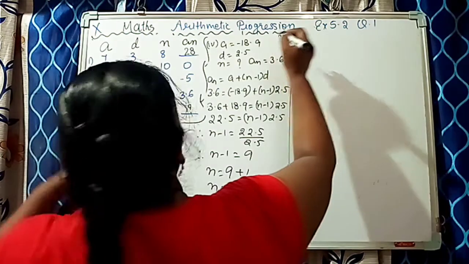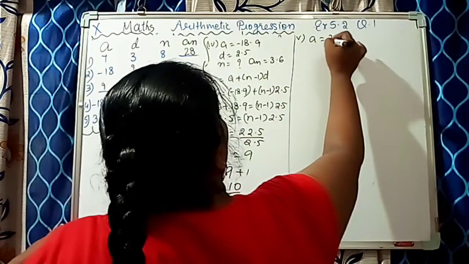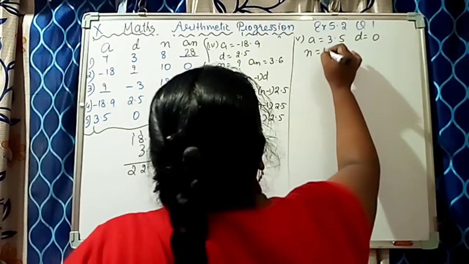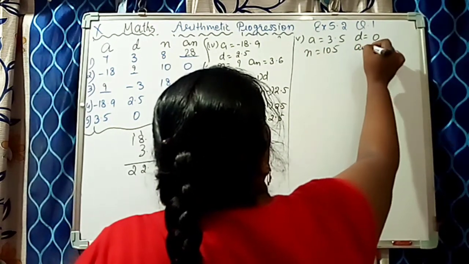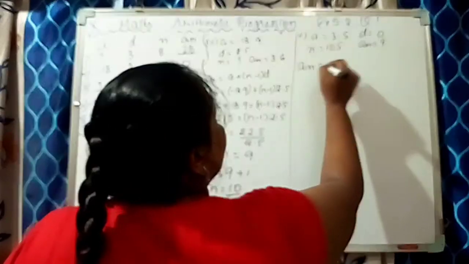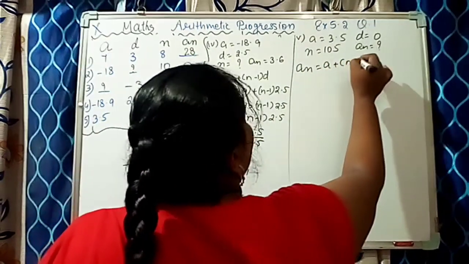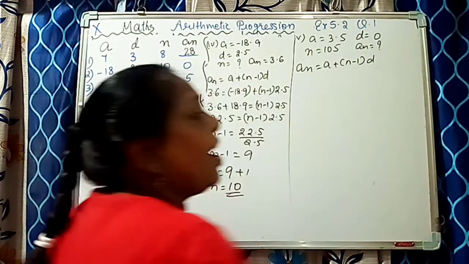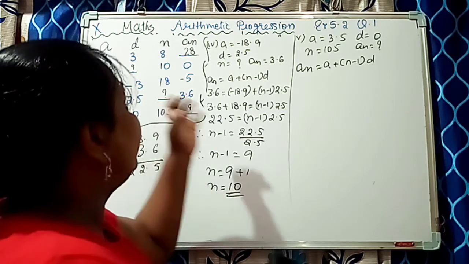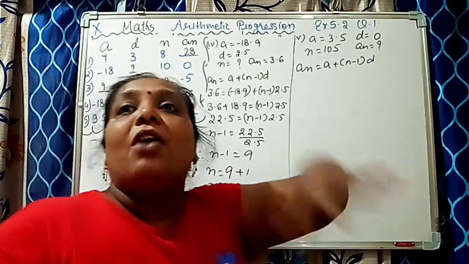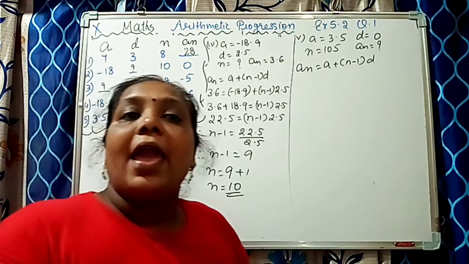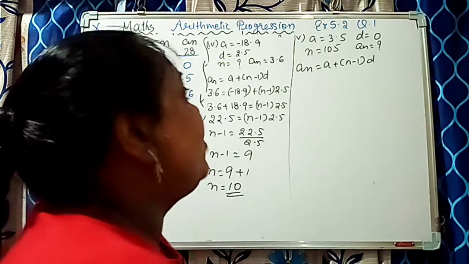How we have to find here. The A is given 3.5, D is equal to 0, N is equal to 105, and we have to find AN. Okay, so what's the formula? AN is equal to A plus (N minus 1) D. We just have to remember this formula and we can put the numbers which are given and we can find out which term we have to find, A, D, AN or N. Okay. So we can easily find.